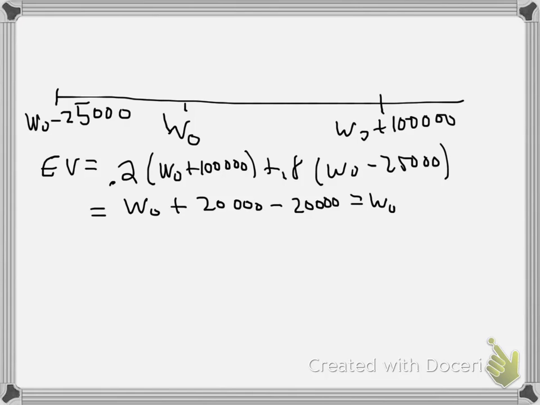Therefore, the expected value is 20% times the wealth if he wins, and 80% times the wealth if he loses. And if you simplify that math, W0 comes out as 80% plus 20%, so it's 100% W0, and you expect, therefore, to remain at W0, because the 20,000s cancel out. Therefore, it's a fair bet.